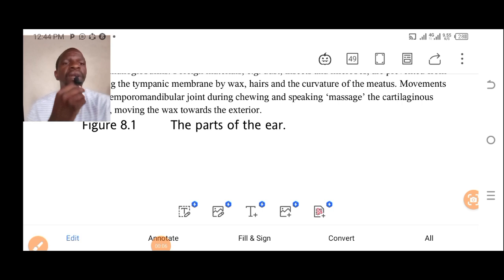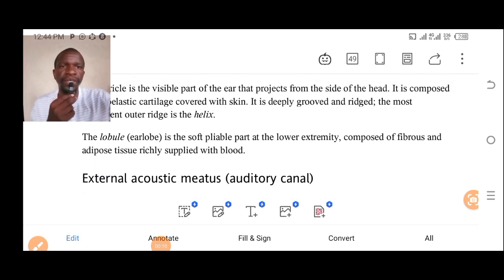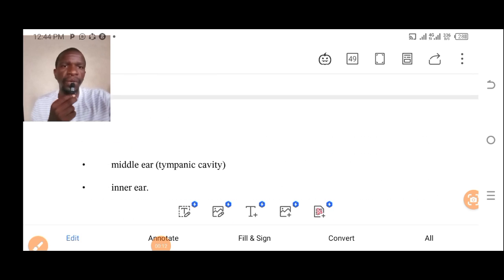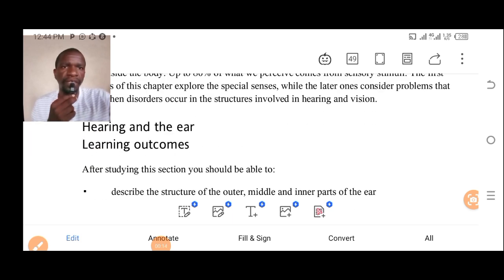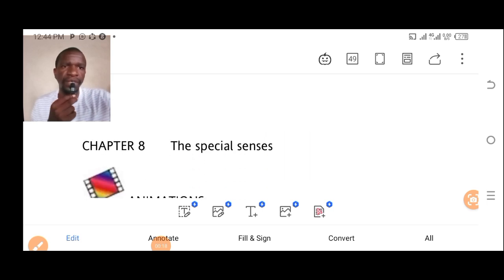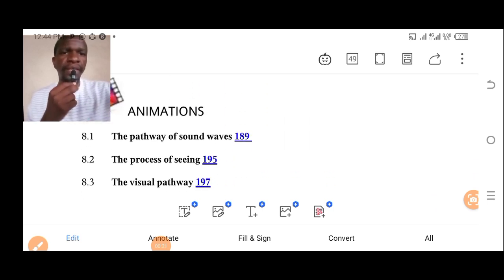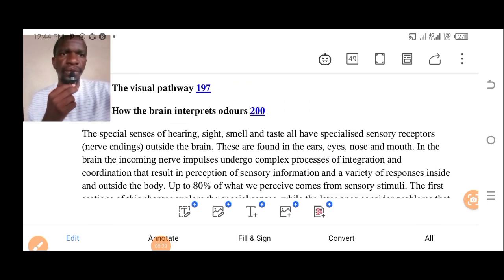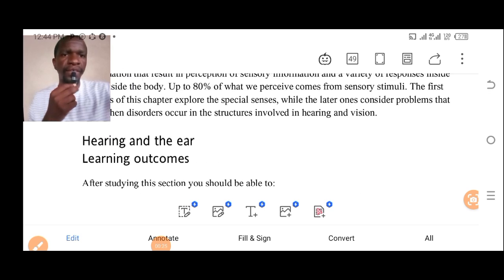Today we are going to look at the special senses, and under special senses we are going to particularly look at the ear. These are special senses, right? And under special senses today we are going to look at the ear.